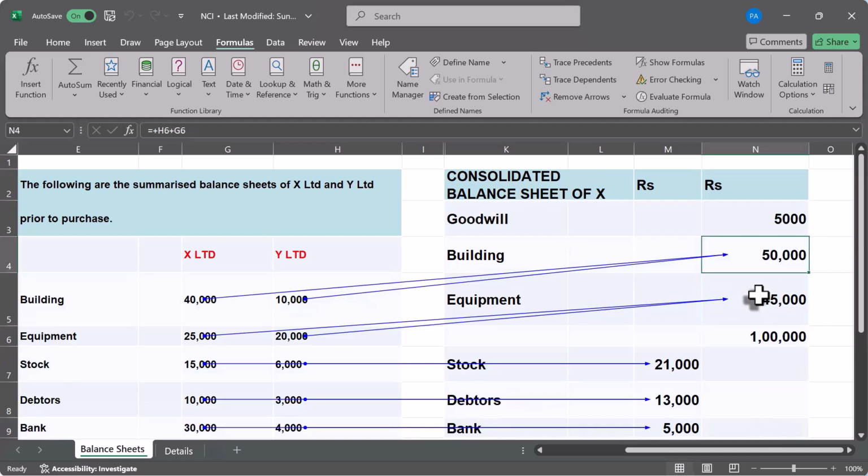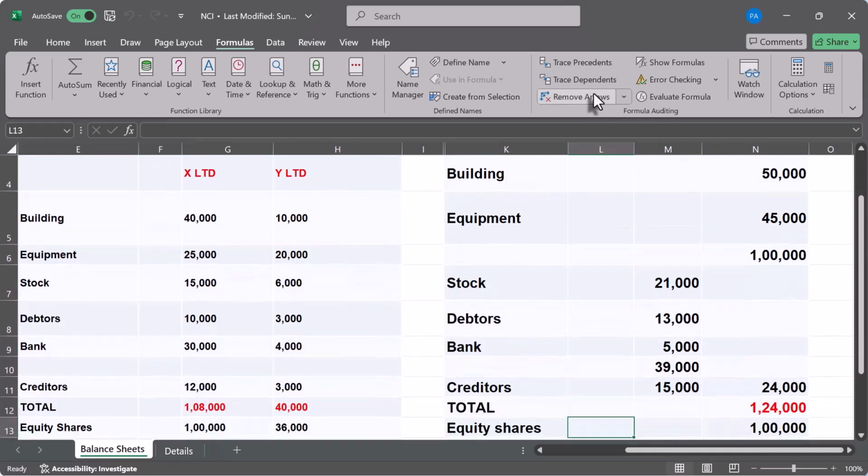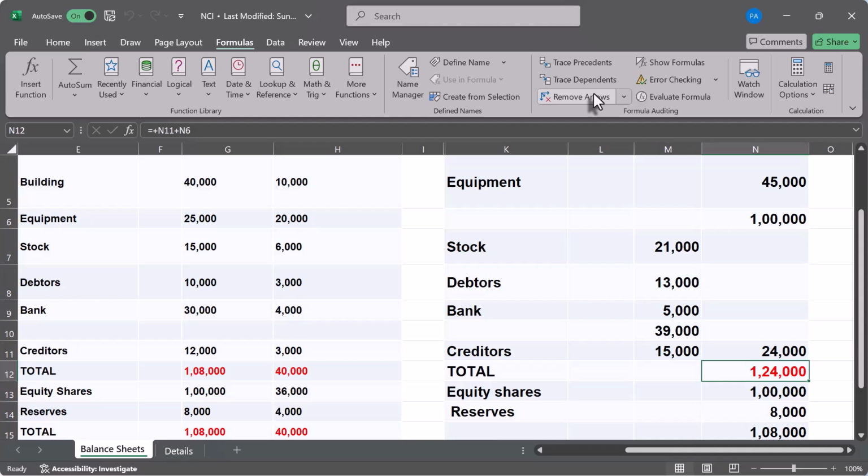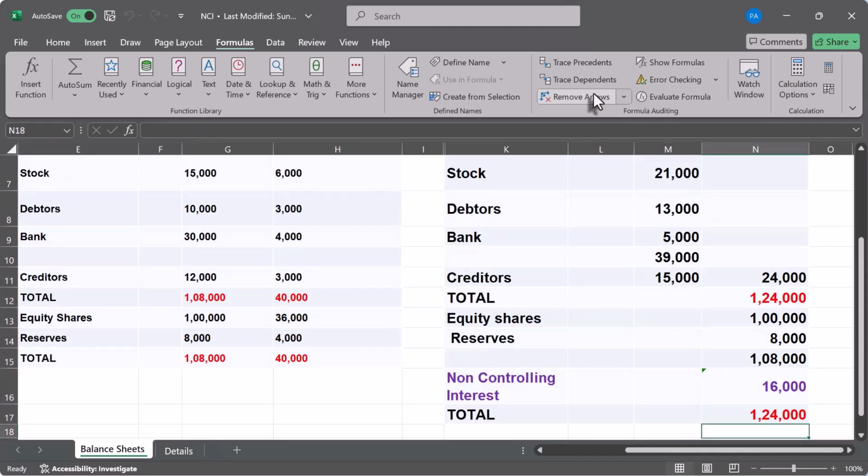Now this is the consolidated balance sheet of X Limited. I'll just remove all the arrows here. And then we say the total of the asset side is 1,24,000, and the liability side is also 1,24,000, isn't it? Now, when we consolidate, the balance sheet should tie up. So what we are ignoring, the equity and reserves of Y Limited, they won't get combined. But instead of that, we'll have the NCI, non-controlling interest. If we put up that and the goodwill, then the balance sheet will exactly tie up.